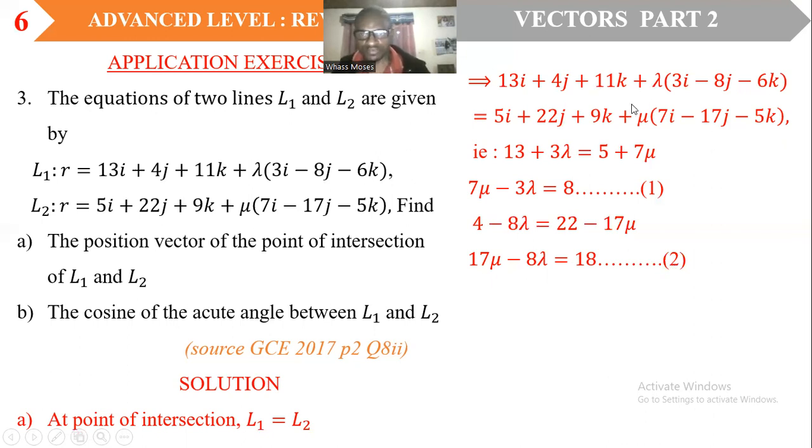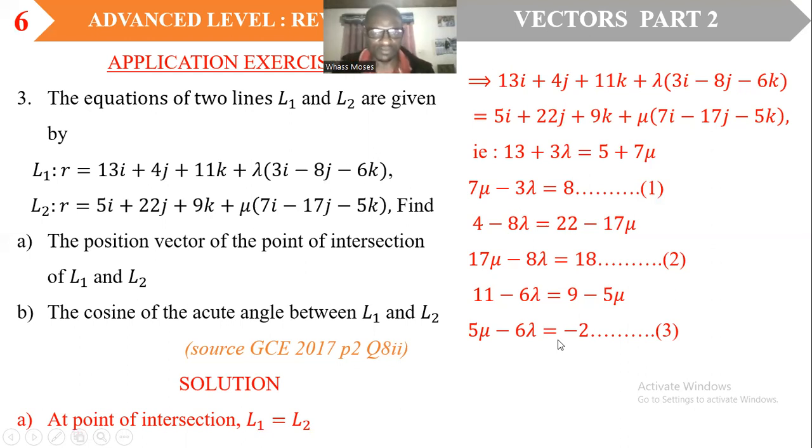Also, for the components of K, in the first equation we have 11 plus negative 6 lambda, which is 11 minus 6 lambda, and 9 minus 5 mu in the equation of the second line. So we have 11 minus 6 lambda equals 9 minus 5 mu, which simplifies to 5 mu minus 6 lambda equals negative 2. We label this equation 3.